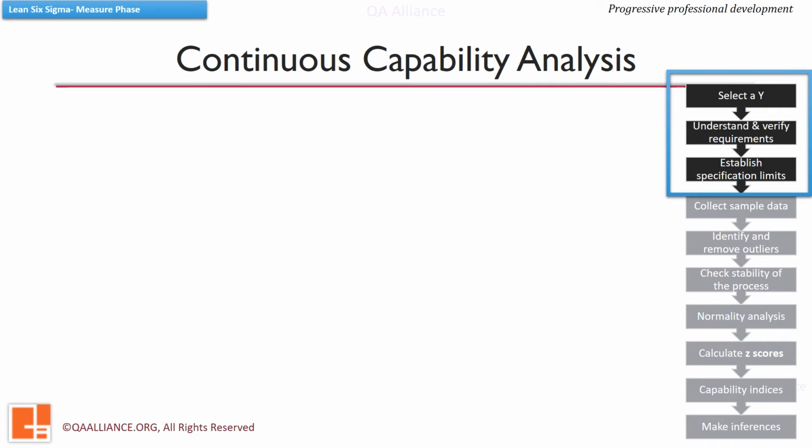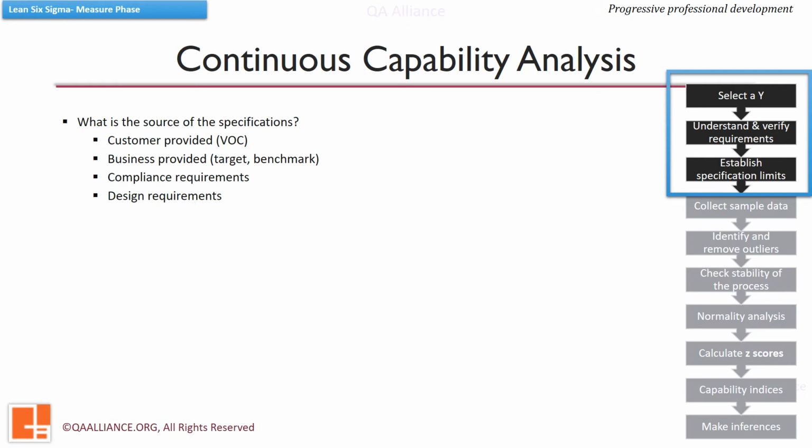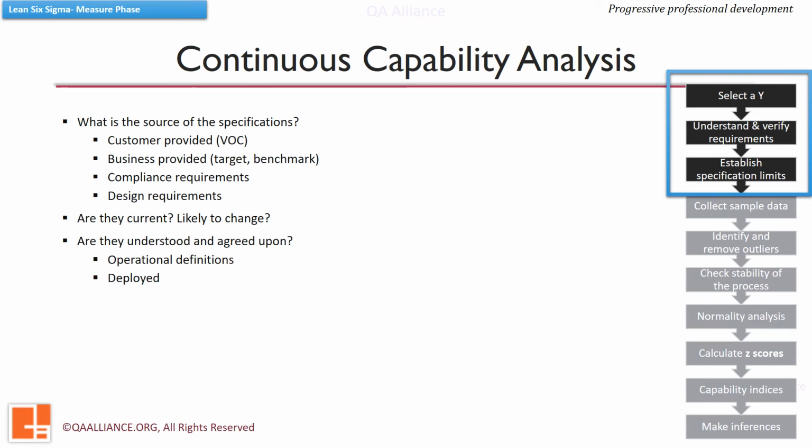Before starting the analysis, we must ask again about the source of specifications. Whether they are given by the customer or are internally set, are there any compliance requirements, or are there any design requirements, which are leading to the specification limits set for the process. We should also double-check if there is any possibility that specifications may change. Another important point that should be taken care of is that the specifications must be agreed upon, their operational definitions should be set, and concerned employees are aware of them.